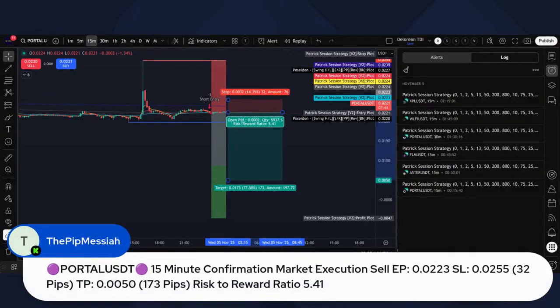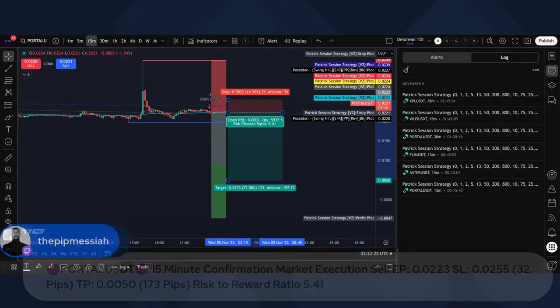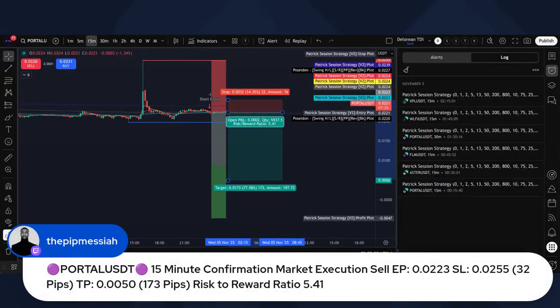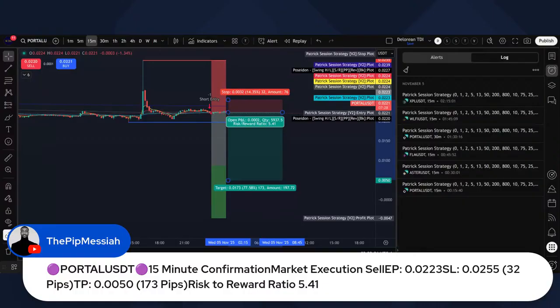It's called Portal versus Tether. 15-minute confirmation sell. Entry price is 0.02323. Stop loss is 0.0255 for 32 pips. Take profit is 0.0050 for 173 pips. Risk reward ratio of 5.41.